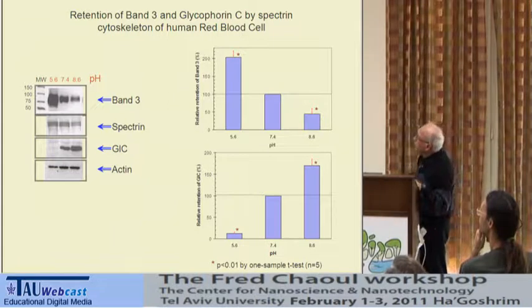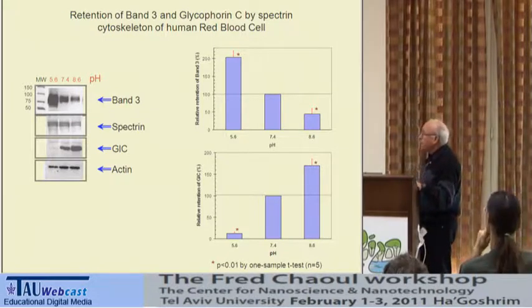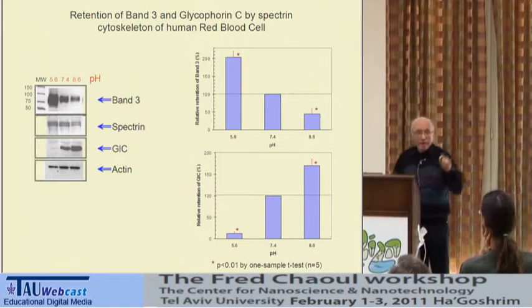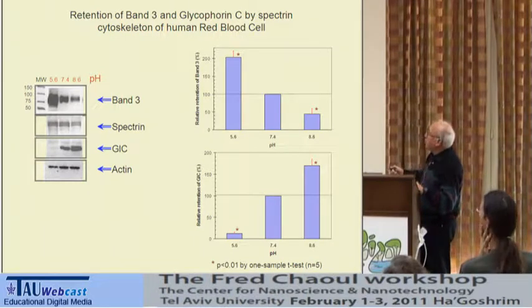And we do see that the level of band 3 changes when we lower the pH, and changes a little bit also when the pH is higher, and the same is true here. Here, we don't see any association of glycophorin C, or a very low amount, with the skeleton at low pH, while at high pH, we see increased association. So these are the levels of association of the protein as a function of the pH. Band 3, the yellow protein on the cartoon that I've shown you, increases its association with the skeleton, while glycophorin C diminishes it, and vice versa here.